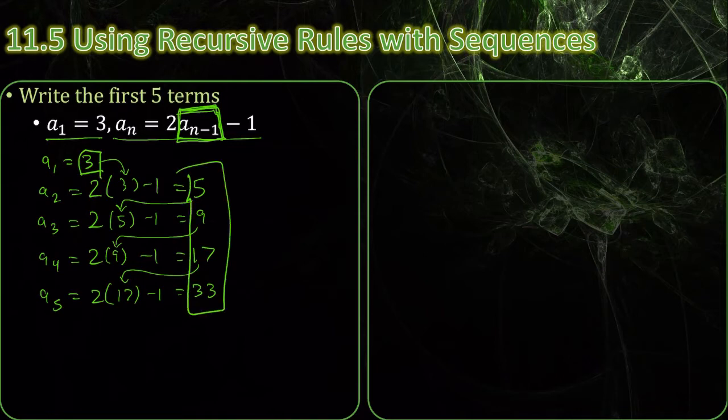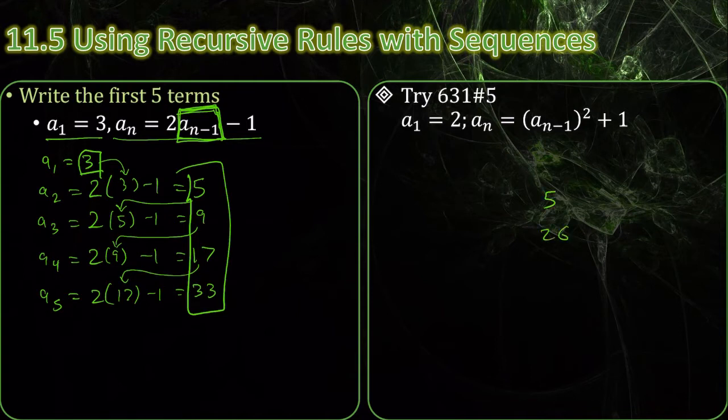Why don't you try number 5? So you should have 5, 26, 677, I forgot the 2 to begin with, and 458,330.